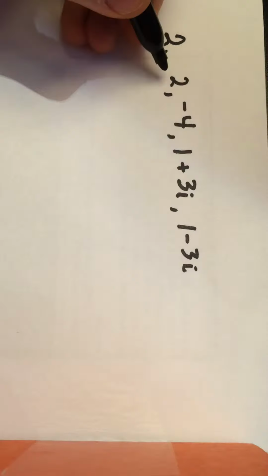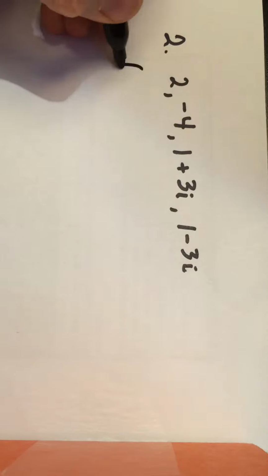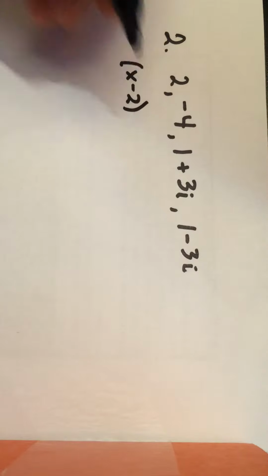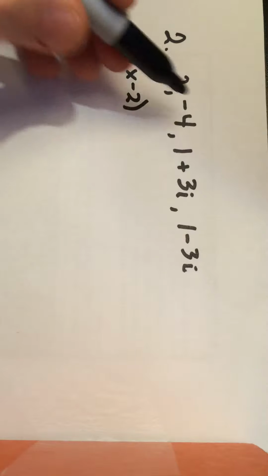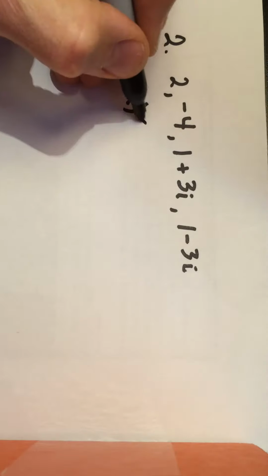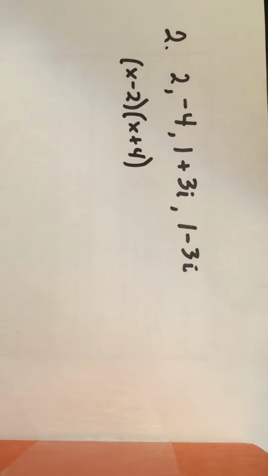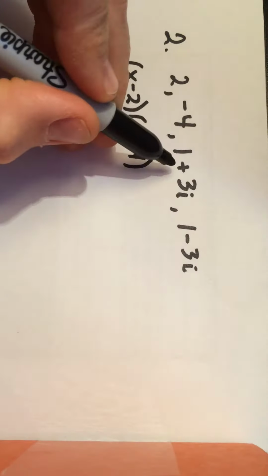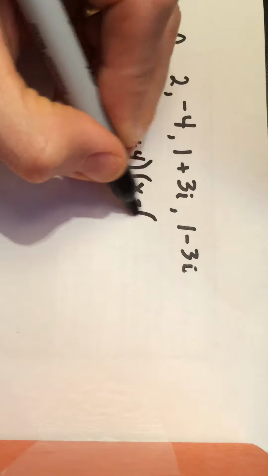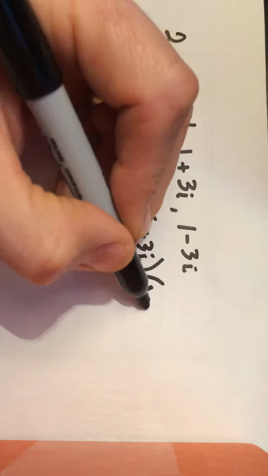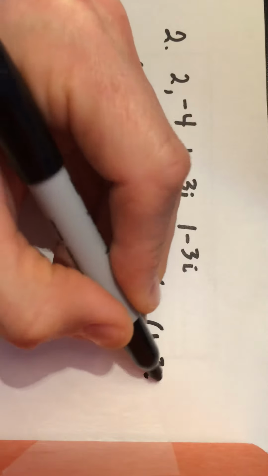And once we know this, we just have to write out the factors that would create those roots. So in order for 2 to be a solution, we know that one of the factors has to be x minus 2, because 2 minus 2 would give us a 0. For -4 to be a root, x plus 4 would be one of the factors. And it works the same way for the complex ones: we have x minus 1 plus 3i and x minus 1 minus 3i.